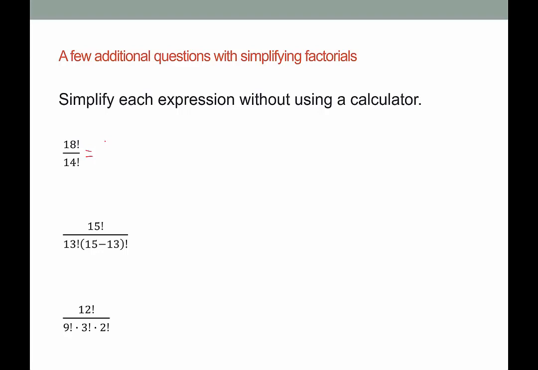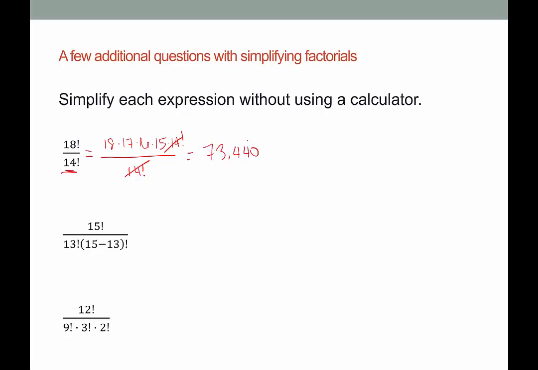Okay, so I'm going to expand 18 factorial, but where am I going to stop? I'm going to stop at 14 factorial. So I'm going to say 18 times 17 times 16 times 15 times 14 factorial. Now I have a common factor in the numerator and denominator of 14 factorial. And now I want to multiply. Let's get our calculators handy. That'd be 18 times 17 times 16 times 15, which would be 73,440.